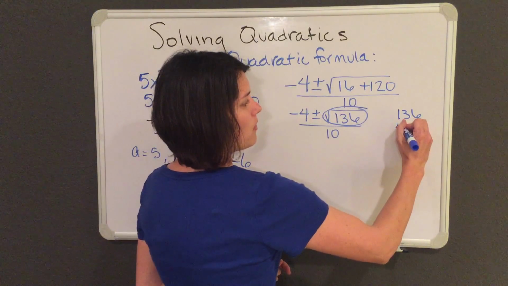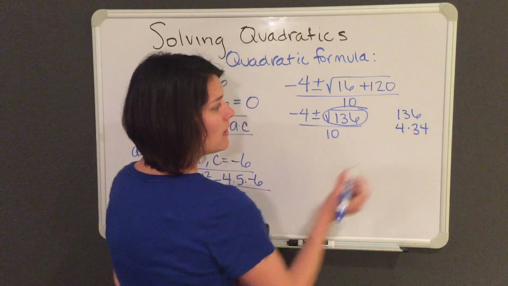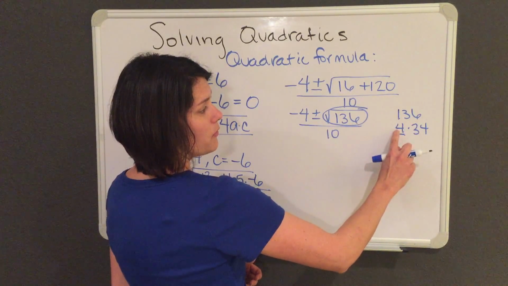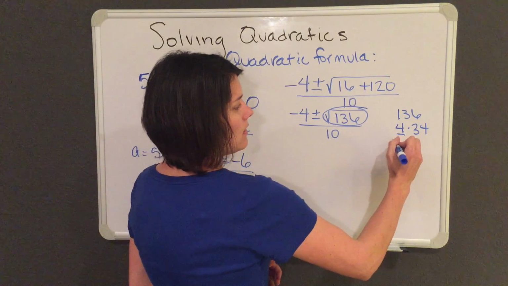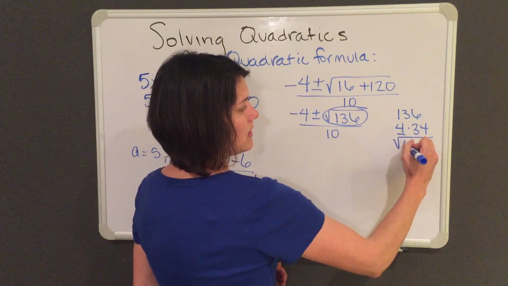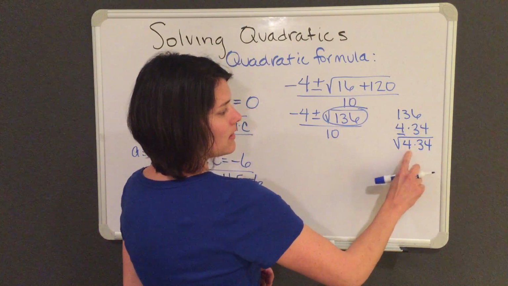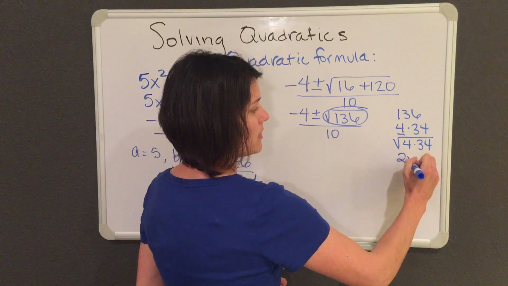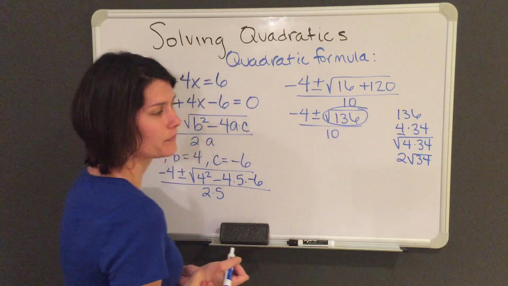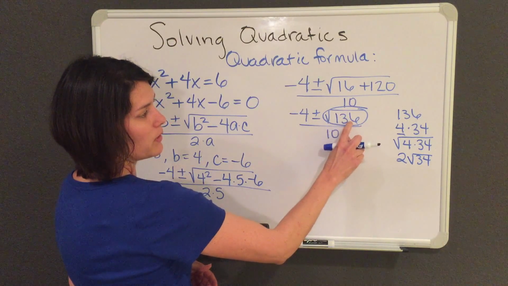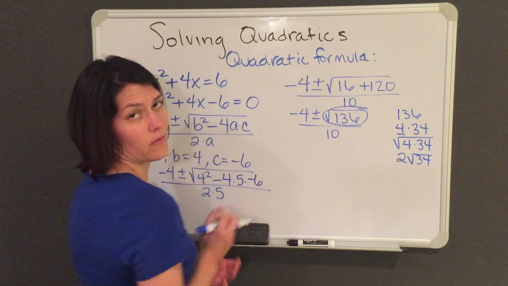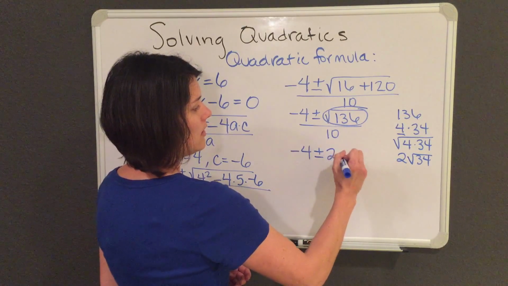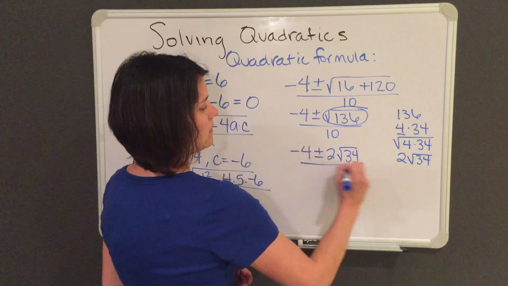136 has the factors of 4 and 34. 4 is a perfect square. I can actually take the square root of the 4 to make it a 2. So I'm going to go ahead and change the 136 to 4 times 34. The square root of 4 will come out as a 2, but the square root of 34 cannot reduce anymore, so I will leave it under the radical. So I will replace the square root of 136 with 2 square roots of 34. So I have negative 4 plus or minus 2 times the square root of 34 over 10.